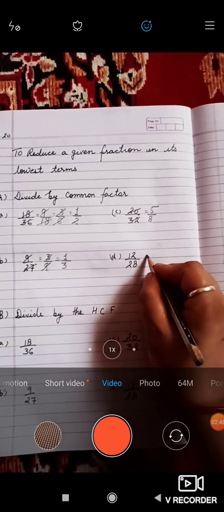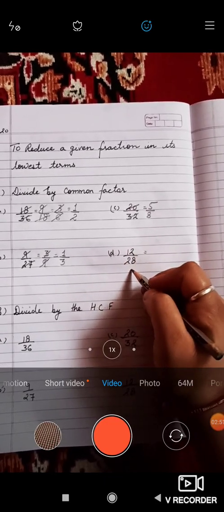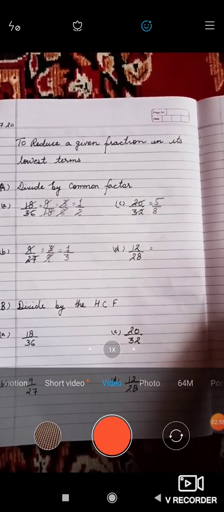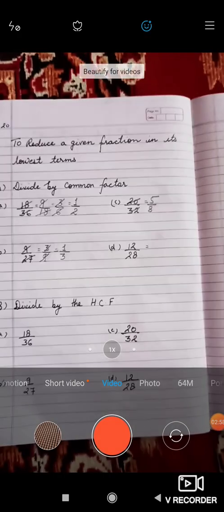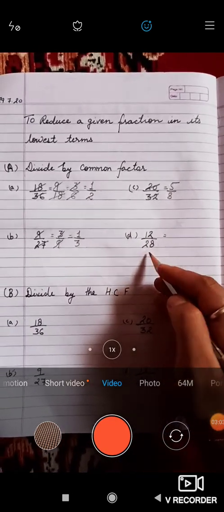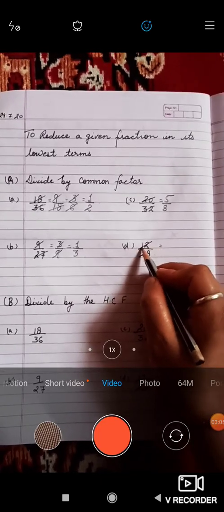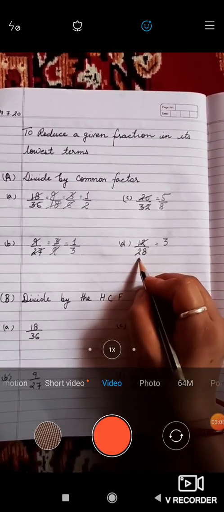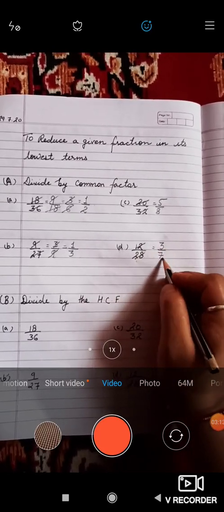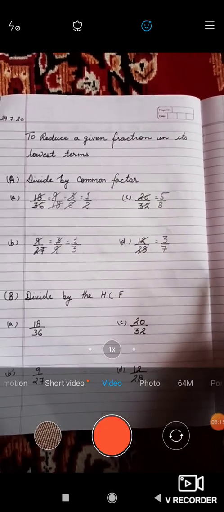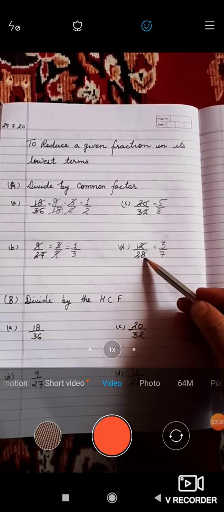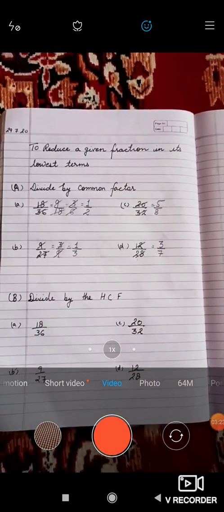Then one more example is there. 12 upon 28. Now you have to find out the common factor for these two numbers. Again, 4 is the common factor for both the numbers. So divide 12 by 4, you will get 3. And divide 28 by 4, you will get 7. Now you can't reduce these two numbers. That means 3 upon 7 is the lowest term for 12 upon 28.